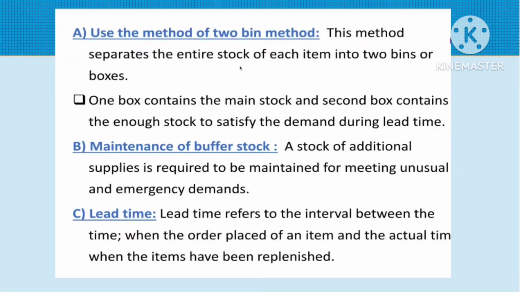This method separates the entire stock of each item into two bins or boxes. Divide into two boxes. One box contains the main stock, second box contains enough stock to satisfy the demand during lead time. Okay, in a crisis time, if you require it, this stock will be helpful. So keep the extra stock in some other box.